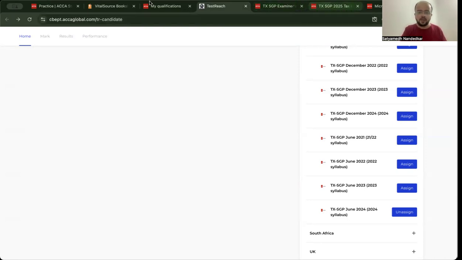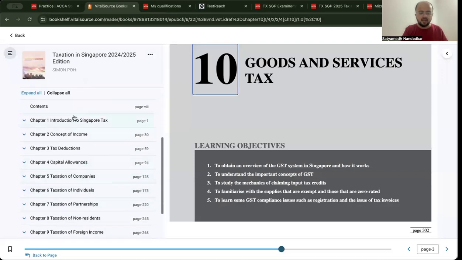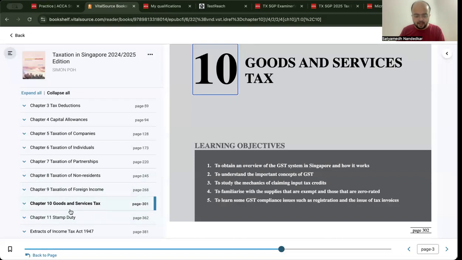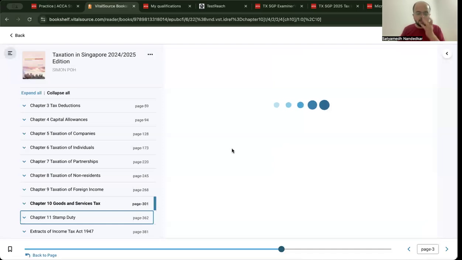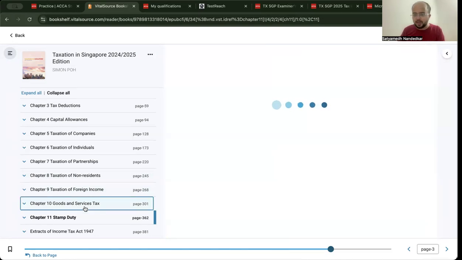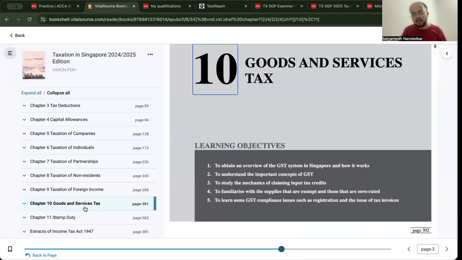Now, if I were to take you to the study material, we start with an introduction to Singapore tax. We move to concept of income, tax deductions, capital allowances, taxation of companies, individuals, partnerships, non-residents, and foreign income. This is where the individual part ends, followed by a discussion on goods and services tax and the stamp duty. Now, the stamp duty discussion is again linked with taxation of individuals, but it can be treated as a separate topic all by itself. The GST part, of course, is supremely important, as I said, and we'll be starting our discussion of Singapore tax from the GST bit.